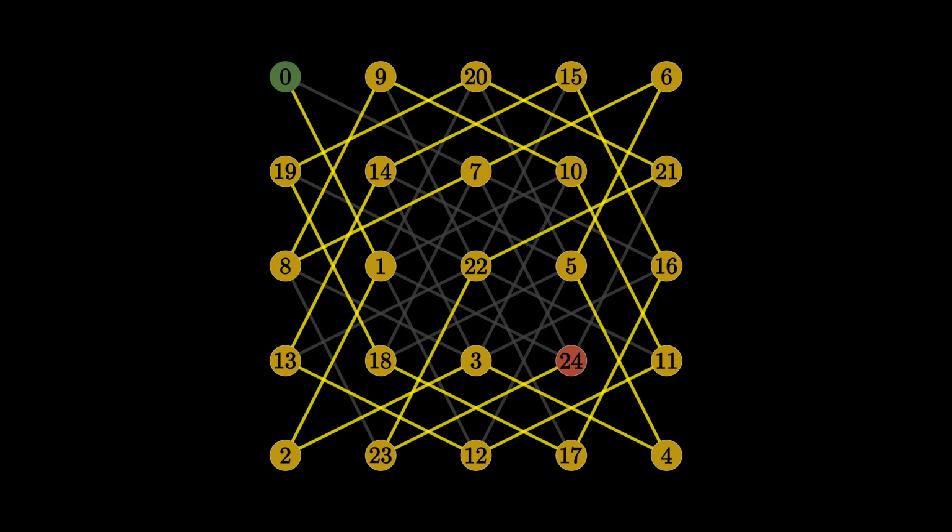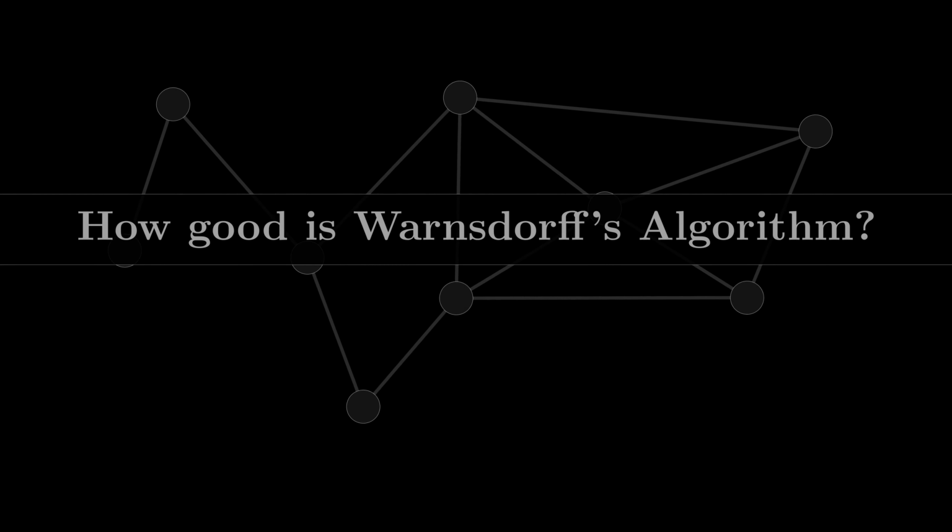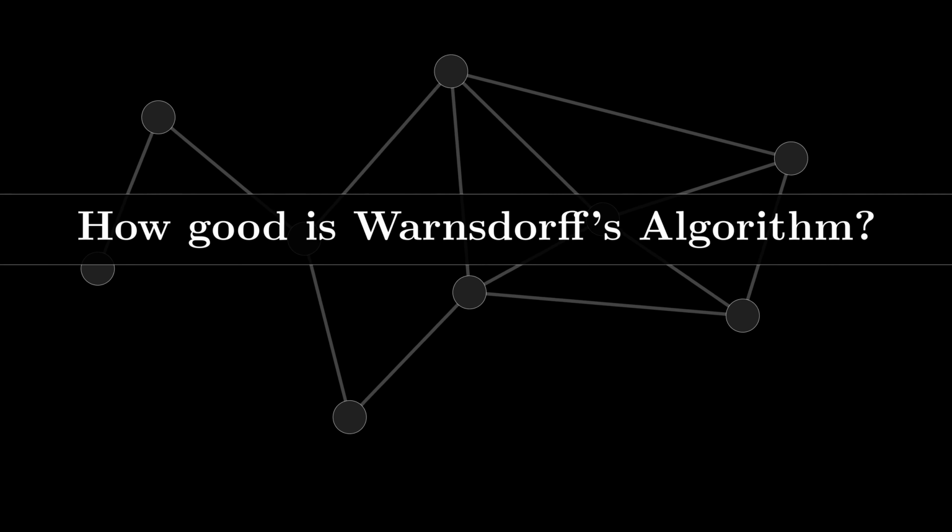The main question that you should ask yourself now is how well does Warnsdorff's algorithm perform on an arbitrary graph? And you have to remember something here. The Hamilton path problem is NP-hard, and therefore you cannot expect to find a Hamilton path efficiently on an arbitrary graph. Given this, it's already clear that the algorithm will fail on some specific graphs.